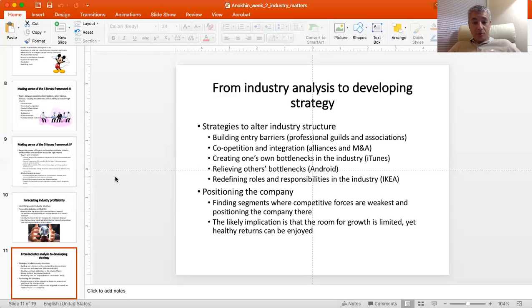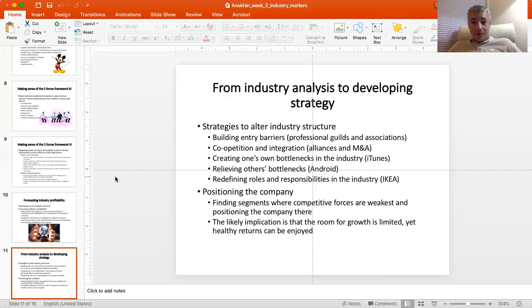And then sometimes you also try to redefine the roles and responsibilities in the industry. So you sort of change how the industry operates. And the textbook gives you this example of IKEA, which I think is really brilliant. Prior to IKEA, to get a piece of furniture, you go to a store, there's a showroom, you find what you want, you order delivery, you probably wait like a week until it gets there. It's expensive, it's hopefully beautiful, hopefully it serves you a long time.